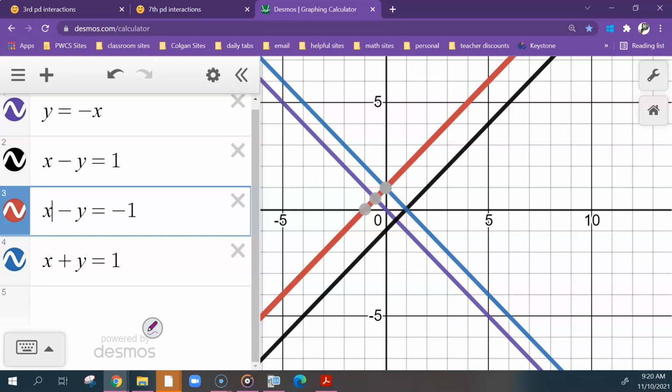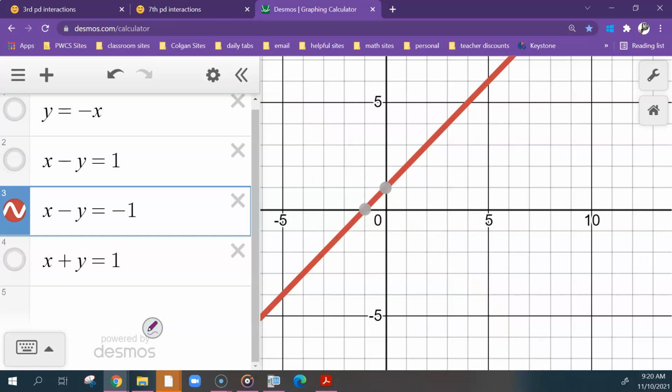So I can immediately get rid of everything else. I also need to make sure it has a y-intercept of 1, which it does. So I can get rid of these 3. So x minus y equals negative 1 has both an x-intercept of negative 1 and a y-intercept of 1.